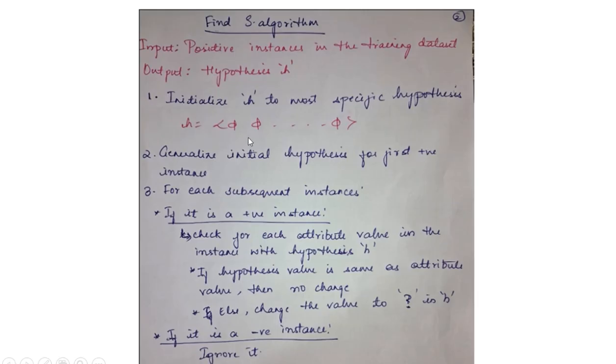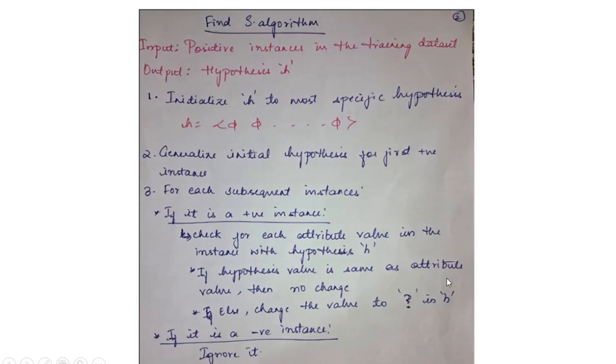In the next step, I start generalizing this hypothesis step by step by taking one instance in the table at a time. So let's now take the first positive instance. We have to take only the positive instances and we have to generalize this hypothesis. So for each subsequent instance, if it is a positive instance, we check each attribute value in the instance with the previous hypothesis.